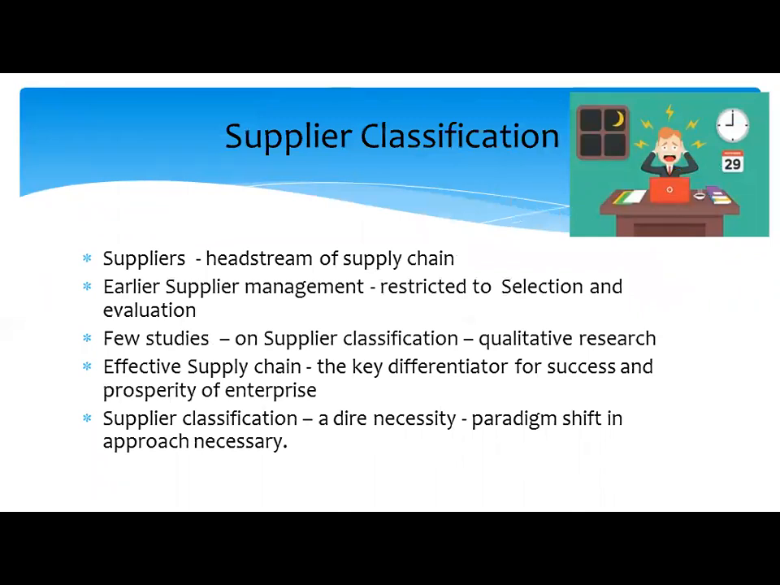Speaking of supply chains, we all know that suppliers are the headstream of any supply chain, and hence the classification and management is very important to make the supply chain competitive. In the past, management of suppliers mostly revolved around selection and evaluation of suppliers, and very few studies were conducted on classification of suppliers based on qualitative research. An effective supply chain being the key differentiator for the success of an enterprise, classification of suppliers is an immediate requirement. I think a paradigm shift in our approach is necessary in this direction.